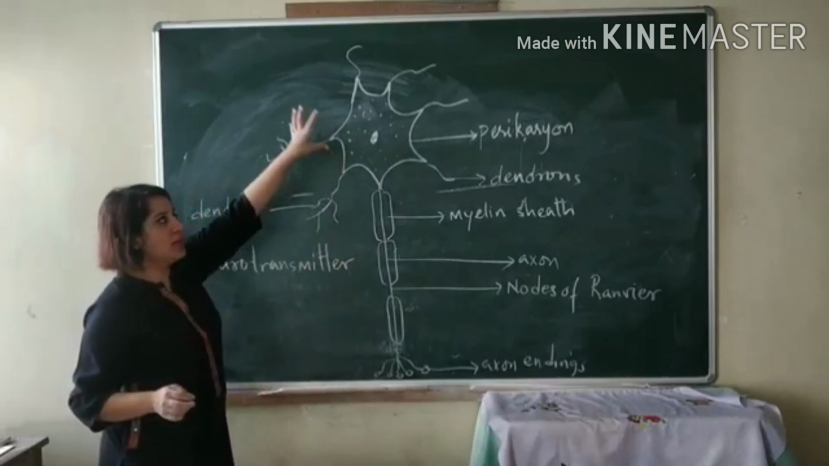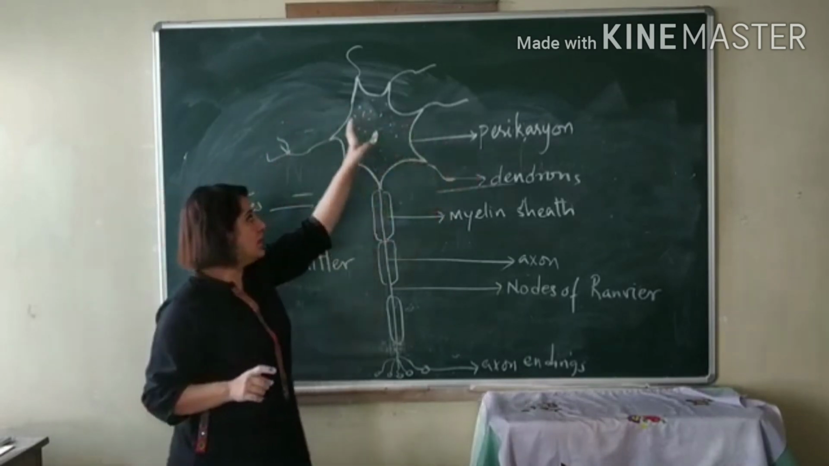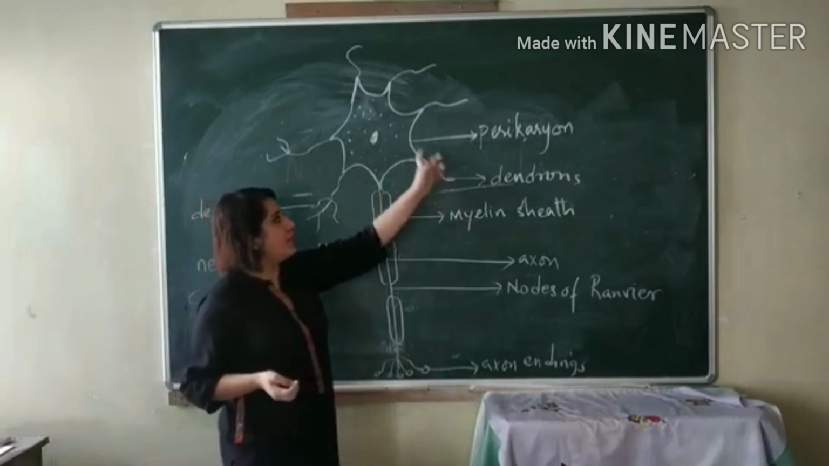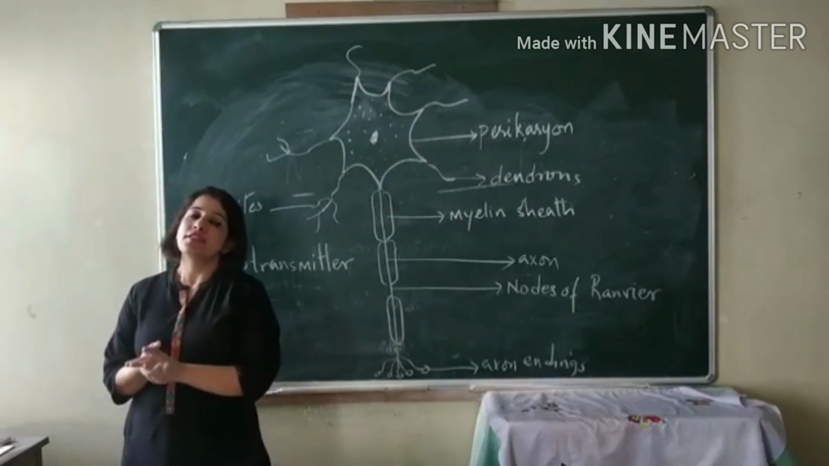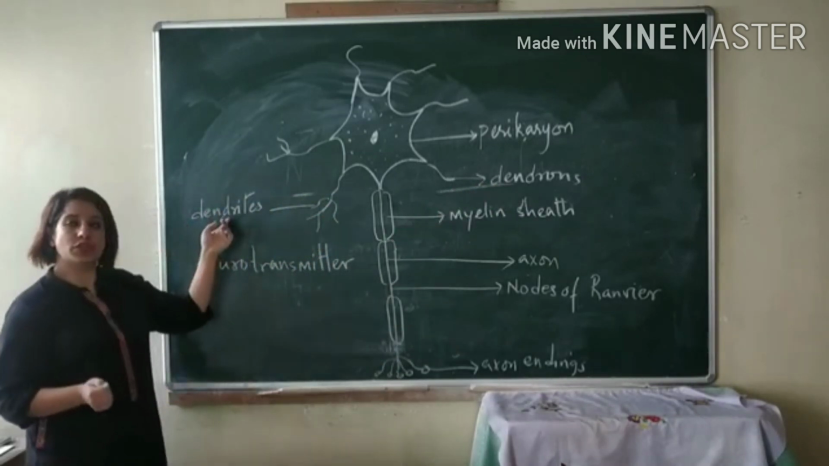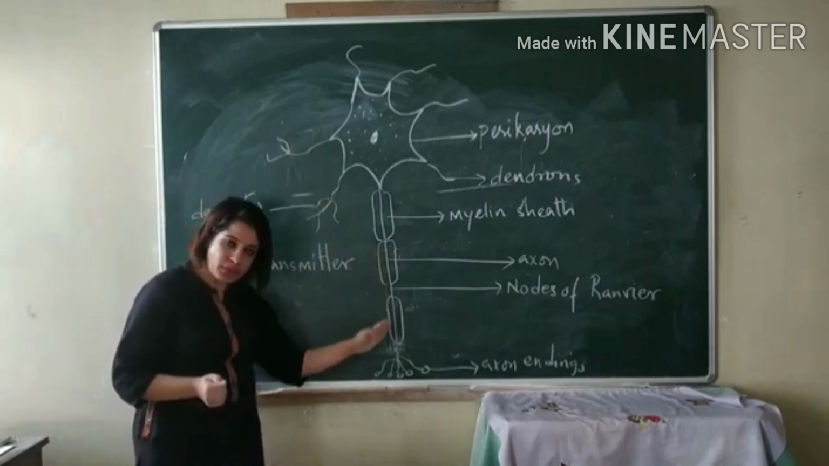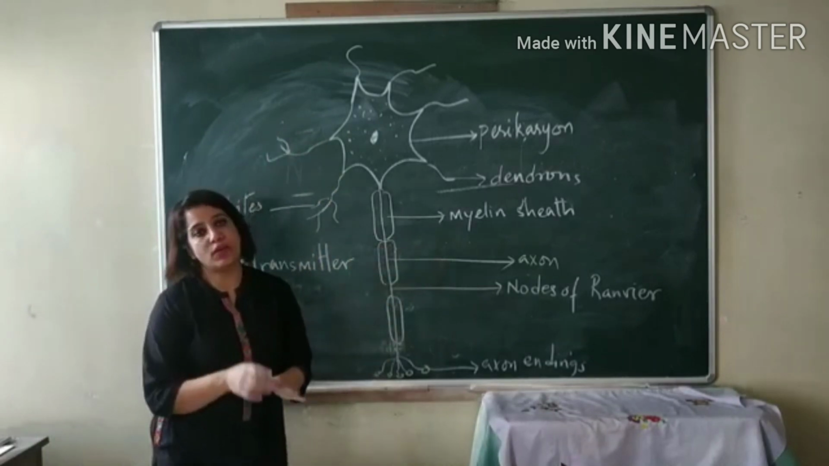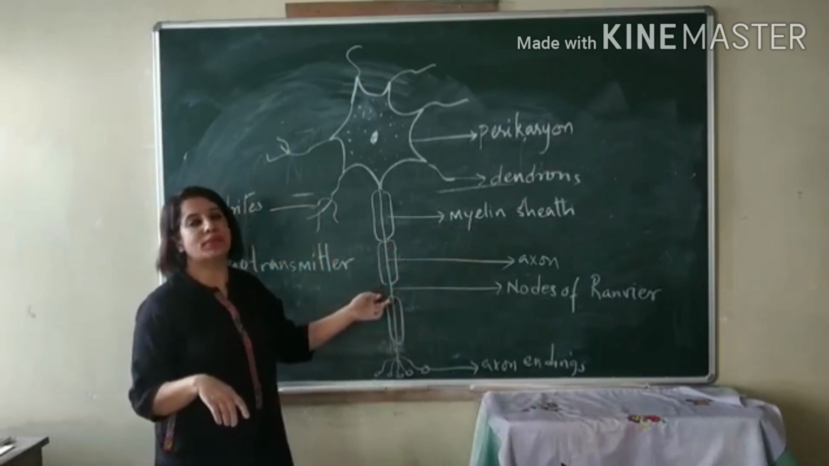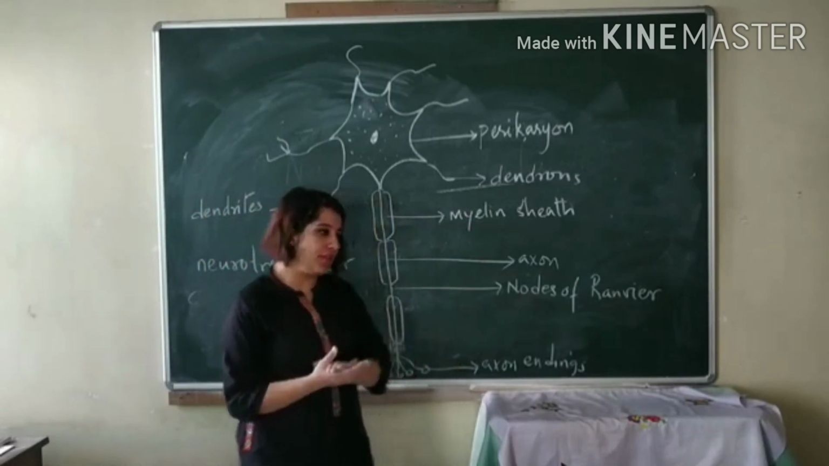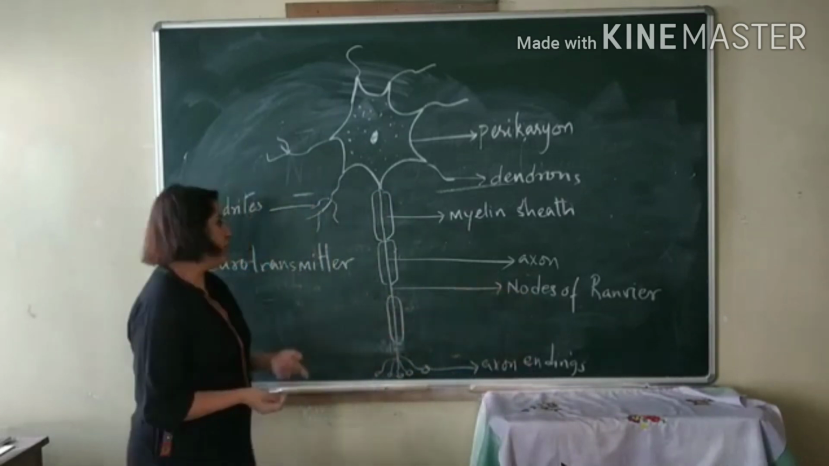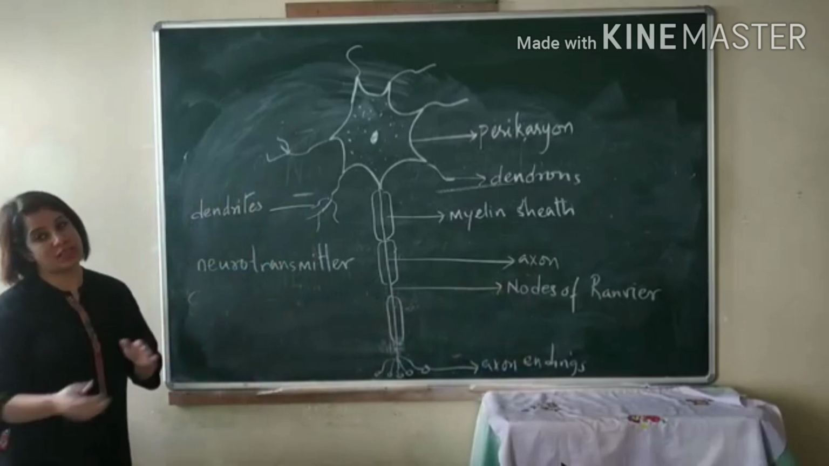So the neuron consists of a cell body called perikaryon. It consists of cytoplasm and a centrally located nucleus. Then arising from the cell body are short thread-like protoplasmic projections called dendrons. Dendrons are branched into dendrites. One of the protoplasmic projections is very long. It is called axon. Axon is covered by sheaths called myelin sheath. If there is a gap between the myelin sheath, it is called nodes of Ranvier, and the axon ends in bulb-like structures called axon endings, which are filled by chemicals called neurotransmitter.